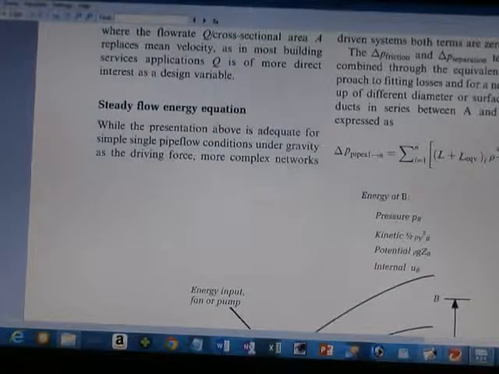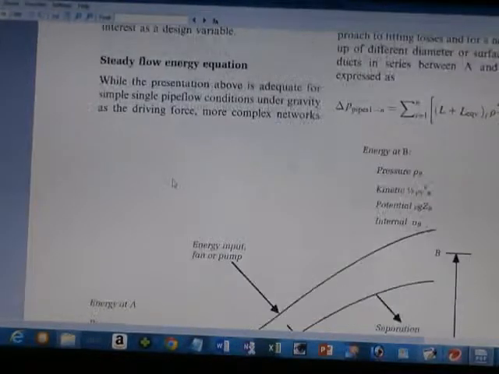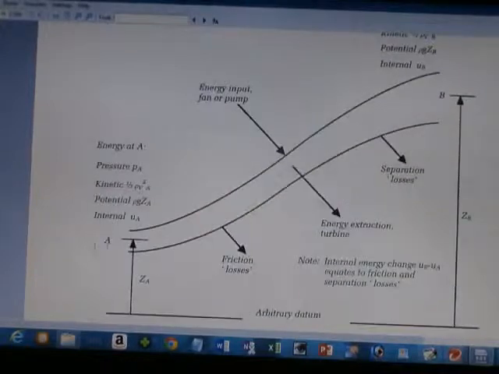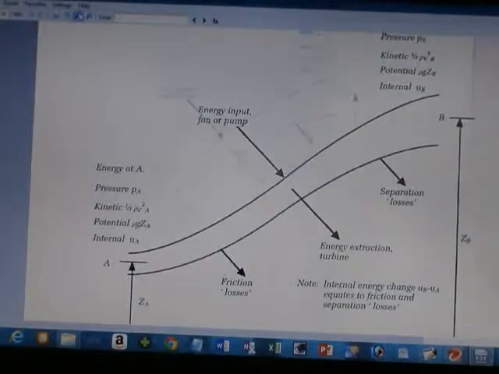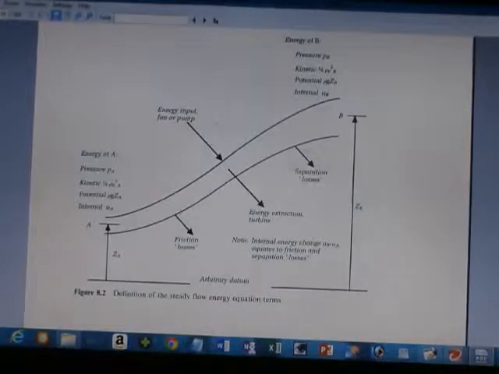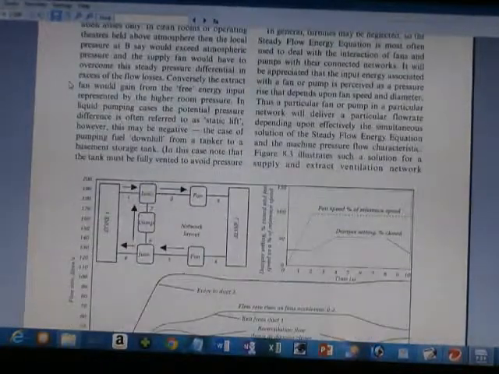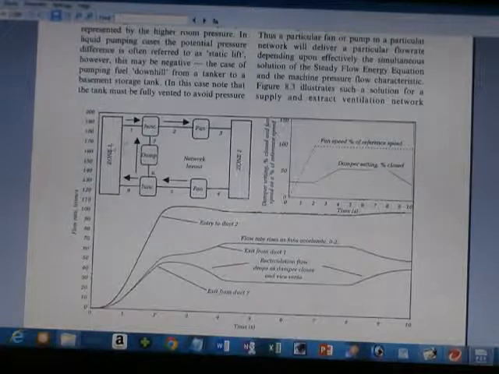This is the steady flow energy equation of the pipe. This one represents the steady flow energy equation. This is the typical zone 1 and zone 2 pipeline connection.